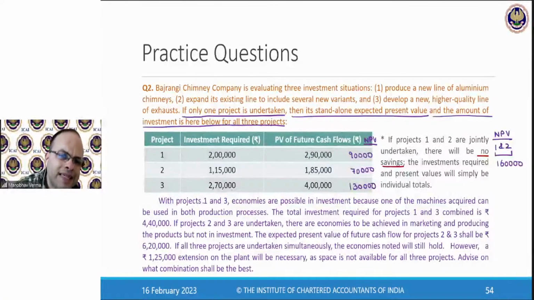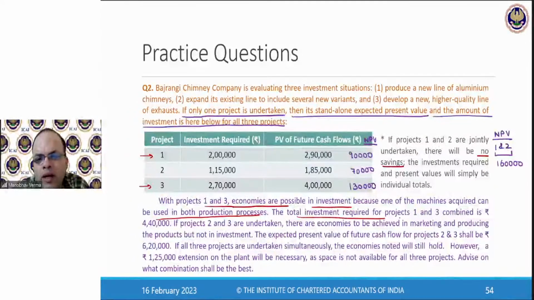With projects 1 and 3 in question, now we are not looking at 1, 2, 3 individually. We are not looking at 1 and 2. We are looking at 1 and 3. With projects 1 and 3, economies are possible in investment because one machine acquired can be used in both production processes. And the total investment required for 1 and 3 is 4,40,000, guys. Amazing.